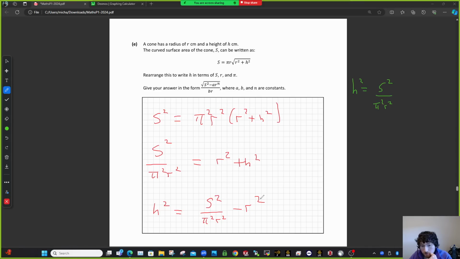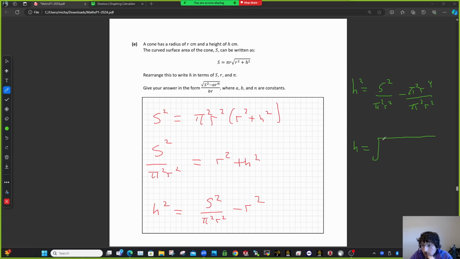This guy's been multiplied above and below by pi squared r squared, so he becomes pi squared r to the 4 over pi squared r squared. And they're the same denominator, so I can write them like such. I'll take a square root. h equals, you'd need to go plus and minus, but h is positive, so no need for the plus and minus.